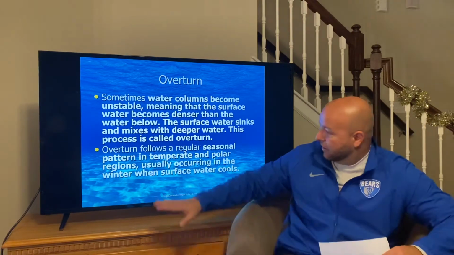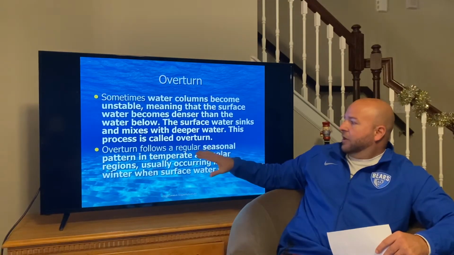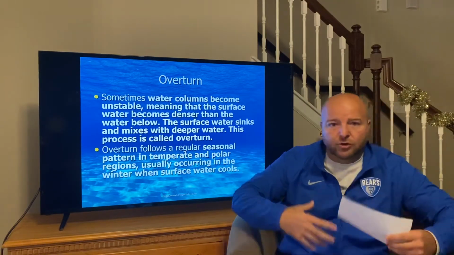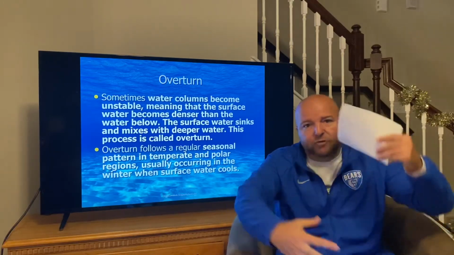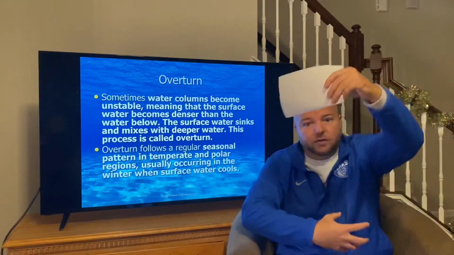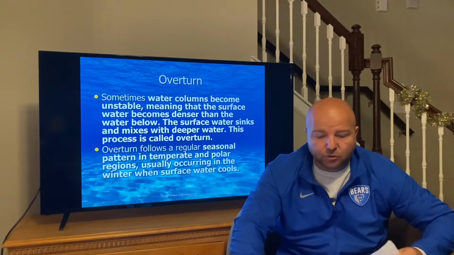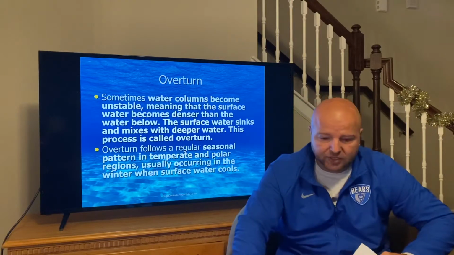So the surface water sinks and mixes with deep water. This process is called overturn. It's a sort of reversing of the water. So the colder stuff will sink and the warmer stuff comes up. So overturn follows a regular seasonal pattern. This is an important part for your test.